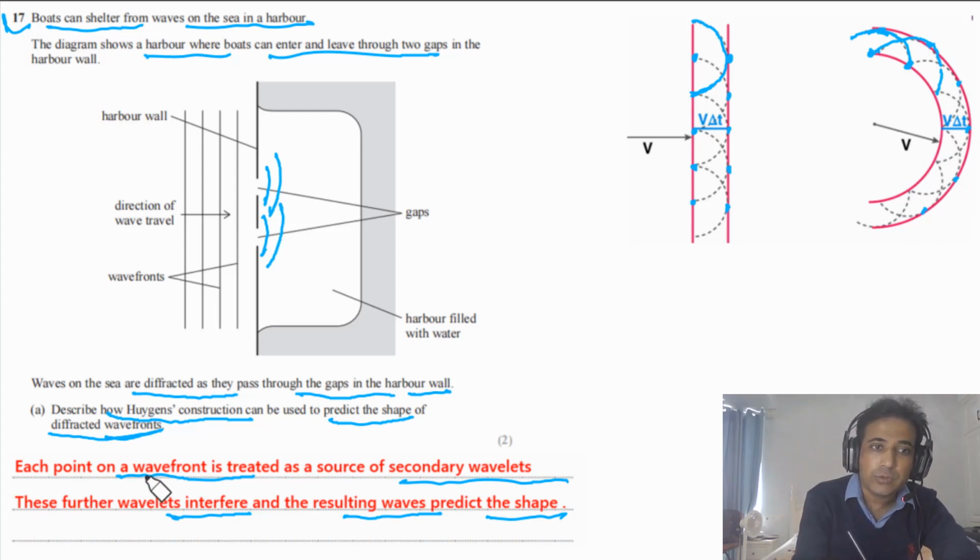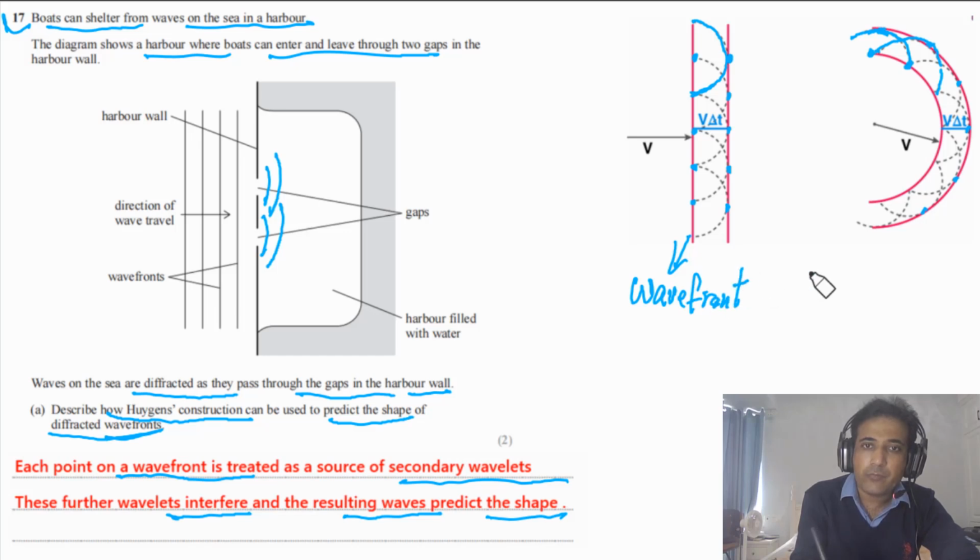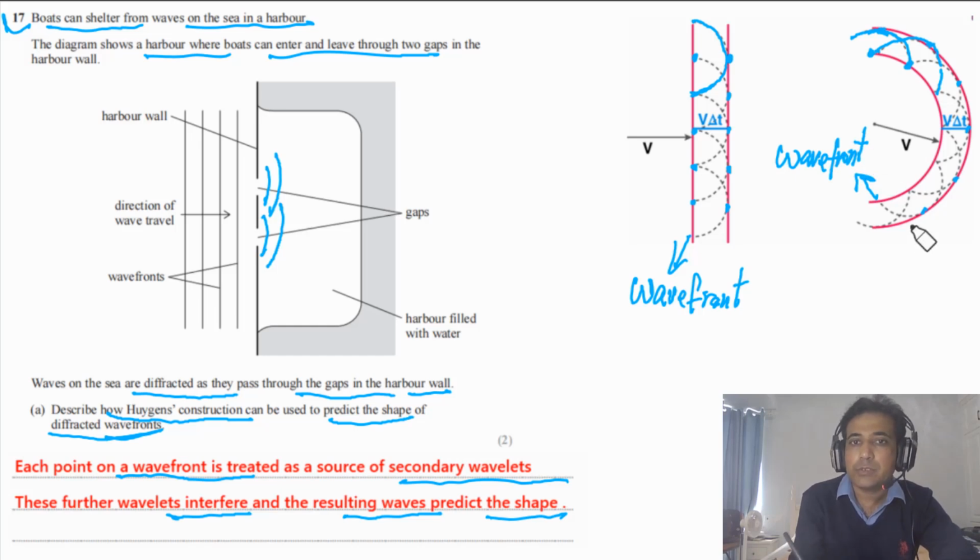So in the answer you need to say each point on a wavefront, this is wavefront, and this is also wavefront. Each point on this wavefront is a source of secondary wavelets, and when those secondary wavelets interfere, we can determine the shape of the resultant wave. So this is Huygens principle.